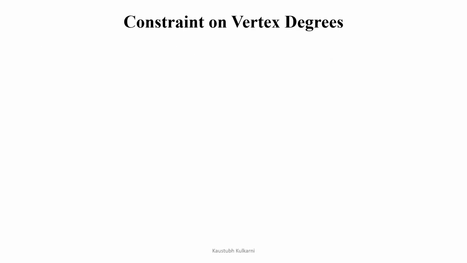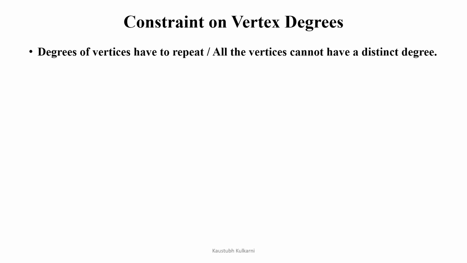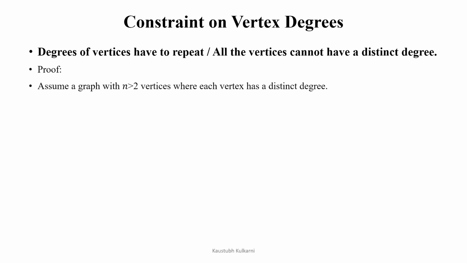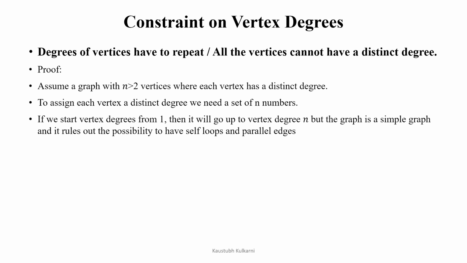Okay, so there is a constraint on the vertex degrees of a simple graph. The degrees of vertices have to repeat, or in other words, all the vertices of a simple graph cannot have a distinct degree. Proof: assume a graph with n vertices where each vertex has a distinct degree. To assign each vertex a distinct degree, we need a set of n numbers. If we start vertex degrees from 1, then it will go up to vertex degree n, but the graph is a simple graph and it rules out the possibility to have self loops and parallel edges. So therefore the degree sequence should be 0 to n minus 1.